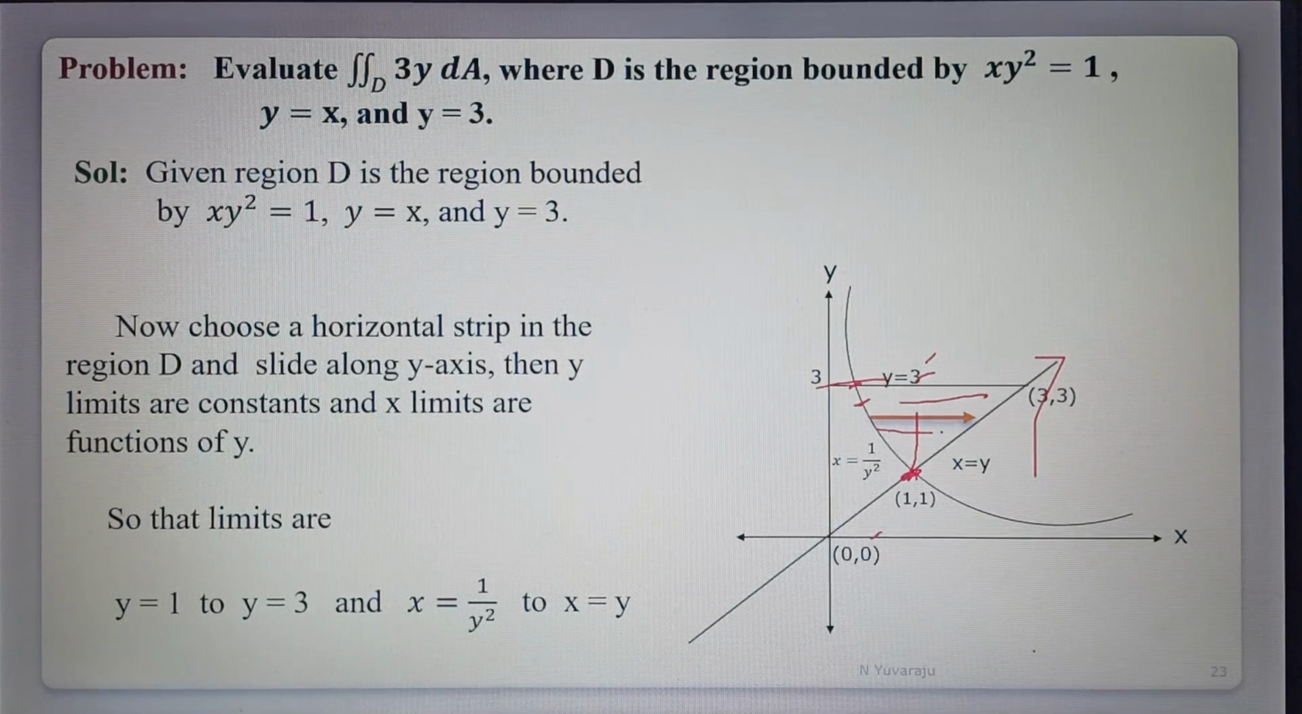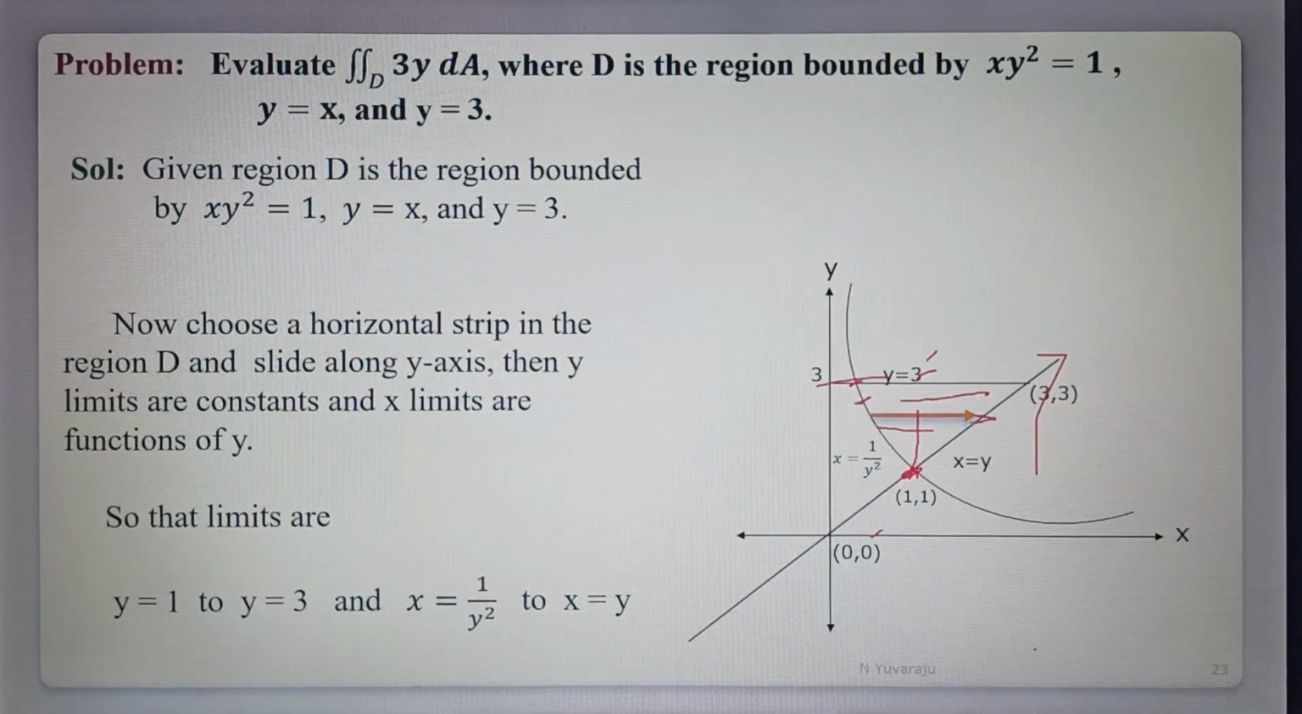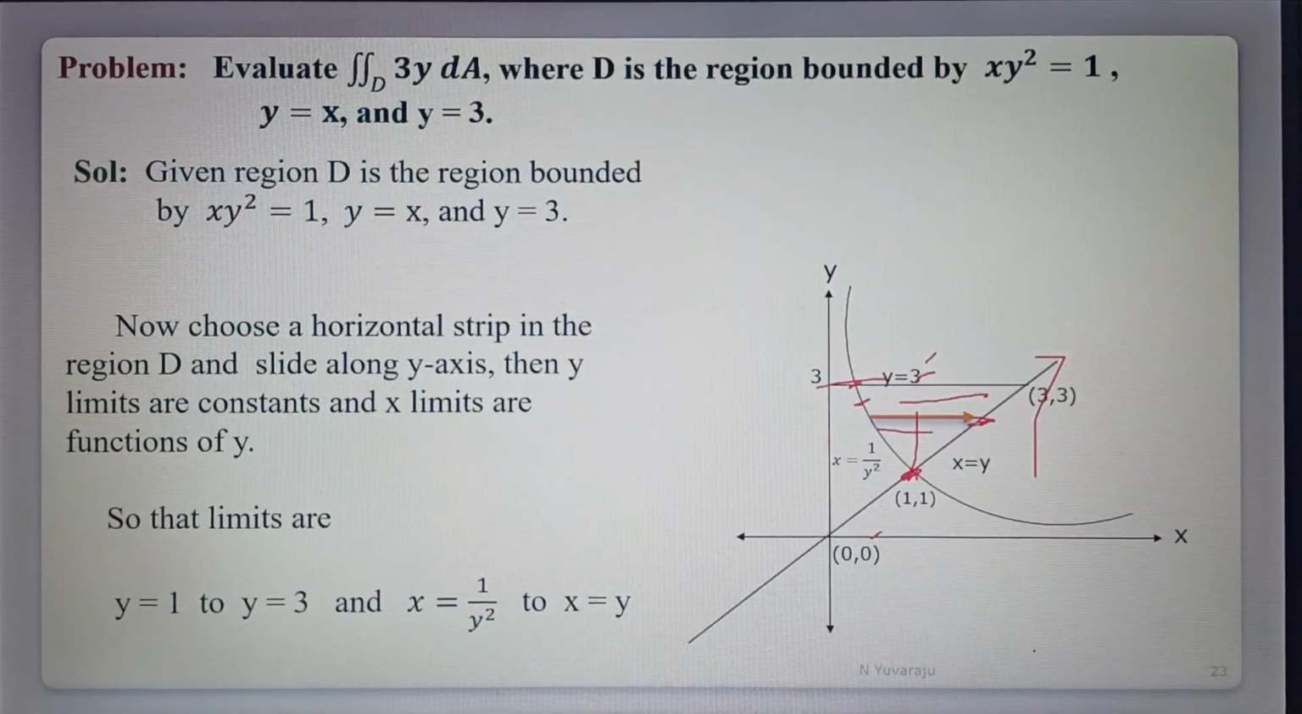And the strip's second edge is on the right curve. What is the right curve here? y is equal to x, and x is equal to y. This is x is equal to y. So x limits are 1 by y square to x is equal to y. So y limits are constants, 1 to 3, and x limits are functions of y, x is equal to 1 by y square to x is equal to y. So now finding the integration.